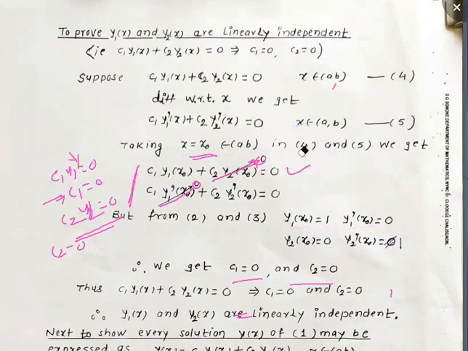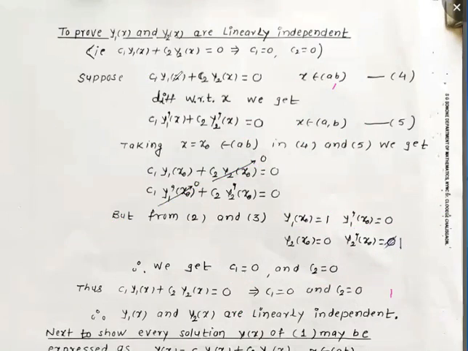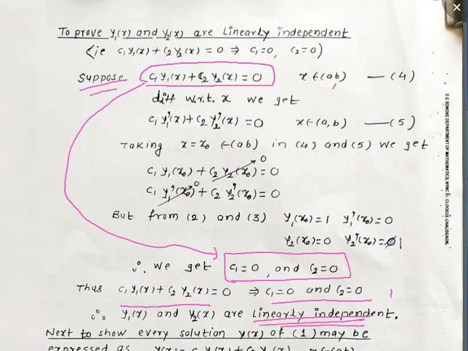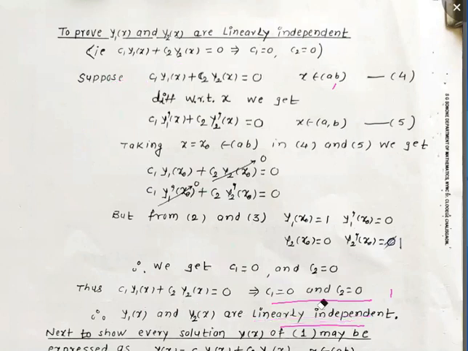So what we have shown: if we suppose that this combination C1 y1 plus C2 y2 is 0, then what result do we get? C1 equal to 0 and C2 equal to 0. So C1 y1 plus C2 y2 equal to 0 implies that both constants are 0, and therefore, by definition, the two solutions are linearly independent. So the two solutions which we have selected in this part are linearly independent solutions.